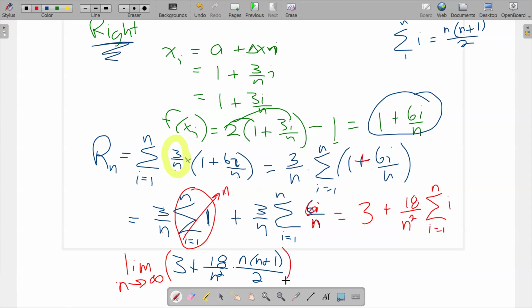All right, help me out here. The limit of 3 as n goes to infinity. 3.